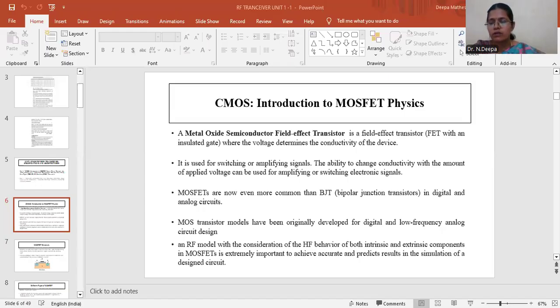So we will see what a MOSFET is. MOSFET is nothing but metal oxide semiconductor field effect transistor, commonly known as MOSFET. These are electronic devices used to switch or amplify the voltage in a circuit. It is a voltage controlled device. We can say it is constructed with terminals: source, gate, drain and body.